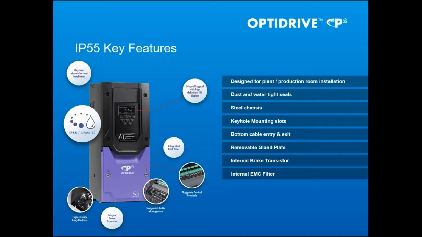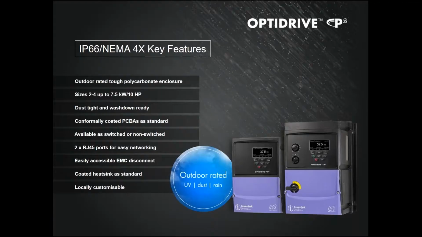As I told you before, the IP55 is available, and the IP66 is the same as the E3. As you can see here, in this picture I have the switched version and the non-switched version of the IP66. It's good to know that the IP66 has two RJ45 ports instead of one.